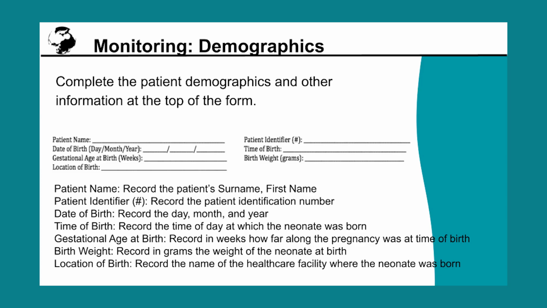This section includes places to document the baby's name, identifier number, birth date and time, gestational age in weeks, birth weight in grams, and location. These details help to prevent data mix-ups between patients. It is important to note that to prevent confusion, special care should be taken when documenting on multiple babies from the same mother. In the next section, we will document the patient summary.